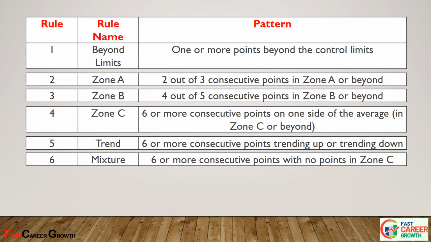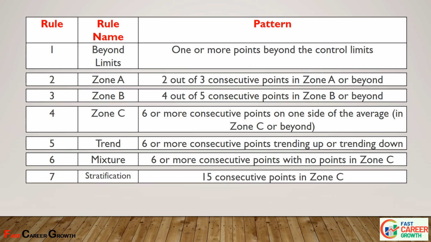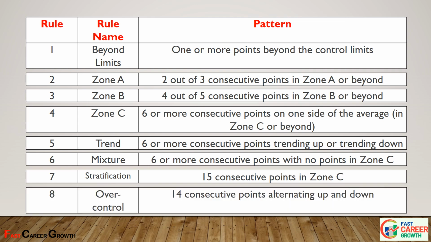Seventh rule is 15 consecutive points in Zone C. This is also called the stratification rule. Eighth rule is 14 consecutive points alternating up and down. This is also called the over control rule.